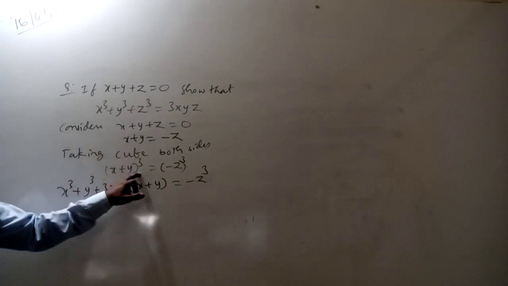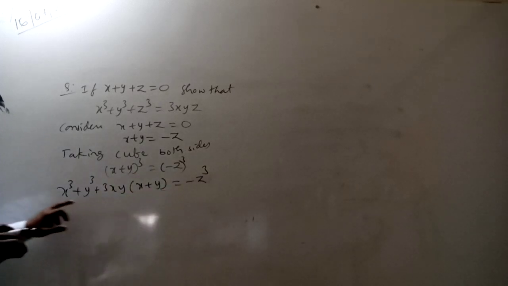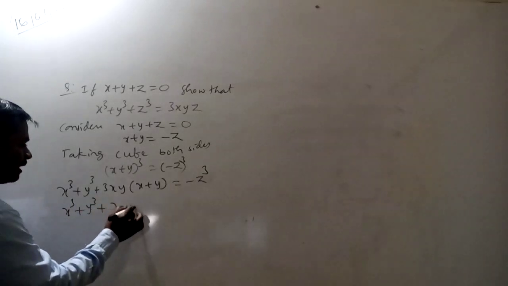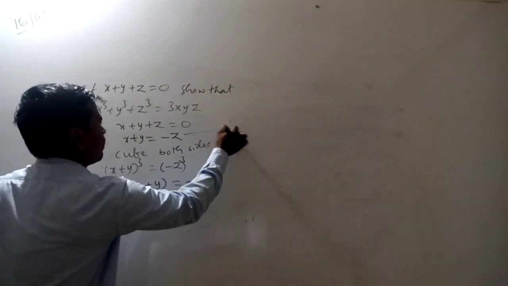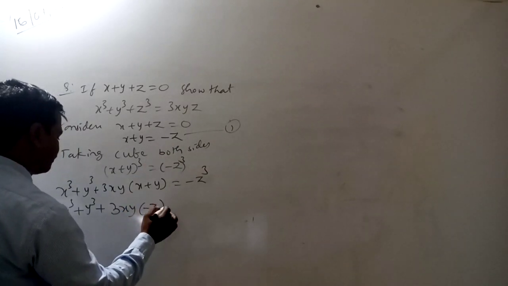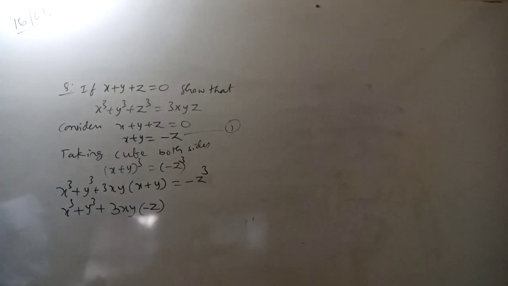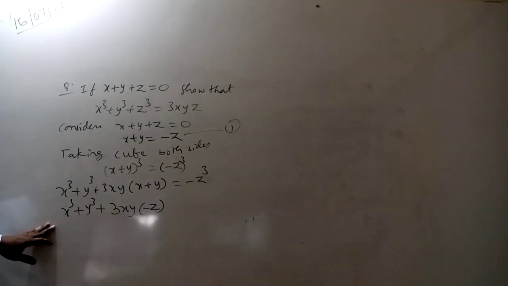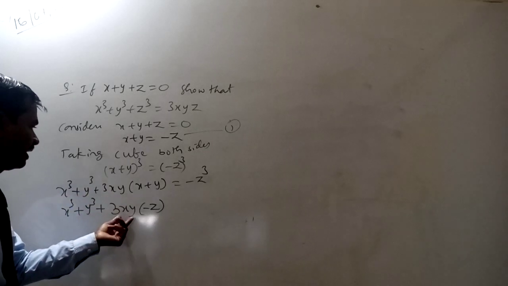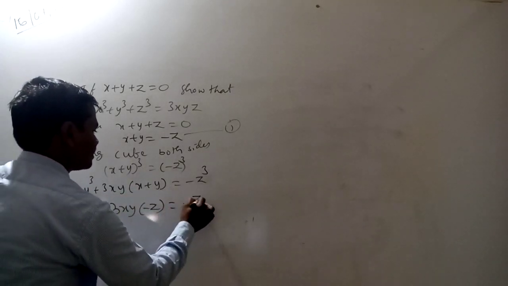In that place, we will substitute z here. x cube plus y cube plus 3xy. Now in this place, from equation 1, what is here? Minus z is there. That is equal to x cube plus y cube plus 3xy into minus z equal to minus z cube.